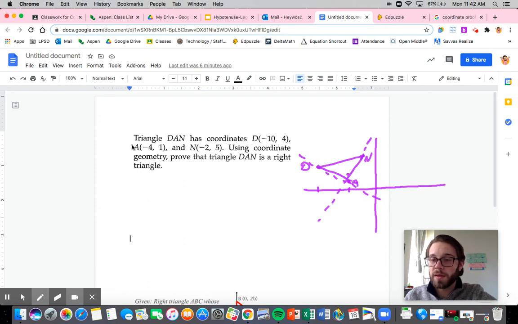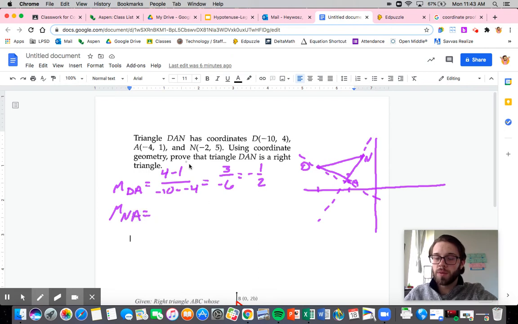So to do that, we can find the equations of the lines, but we really don't need to. We just need the slopes. That's all we care about. So let's look at the slope of dA. We have our change in y, 4 over 1, over our change in x, so negative 10 minus a negative 4. So we have 3 over negative 6, which is negative 1/2. Now, for these to be perpendicular, we need the slopes to be opposite reciprocals. So the slope of NA would need to be 2, right?